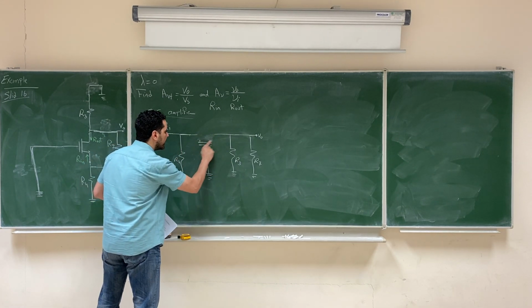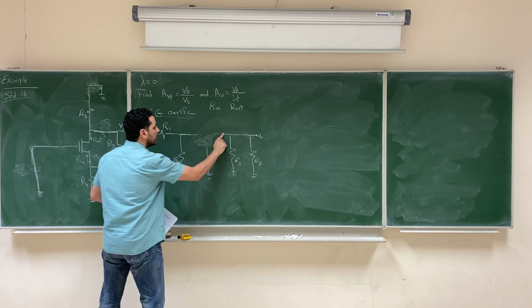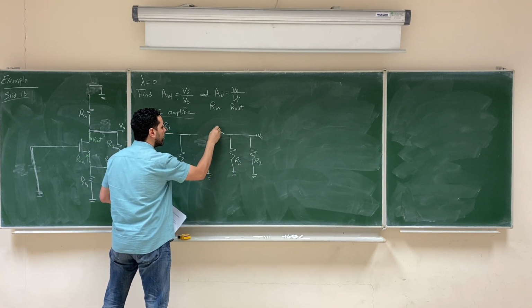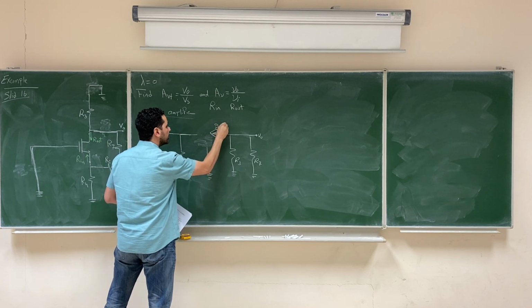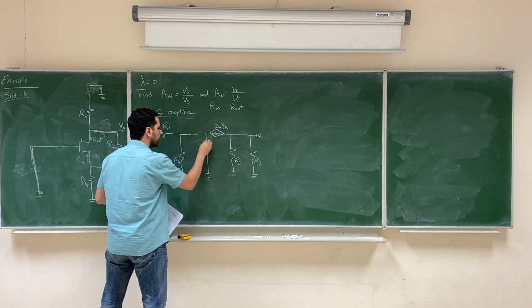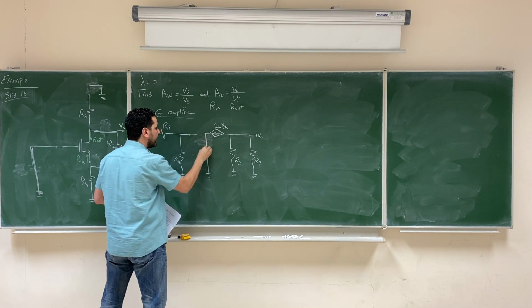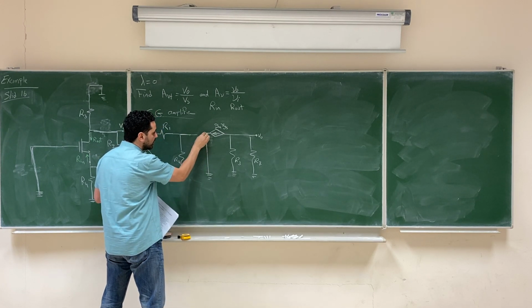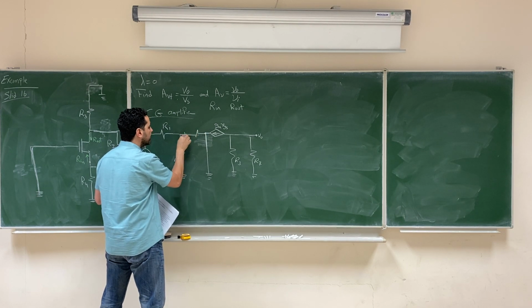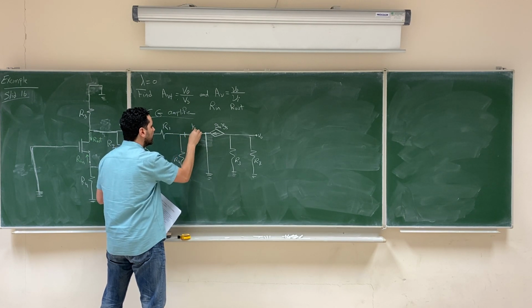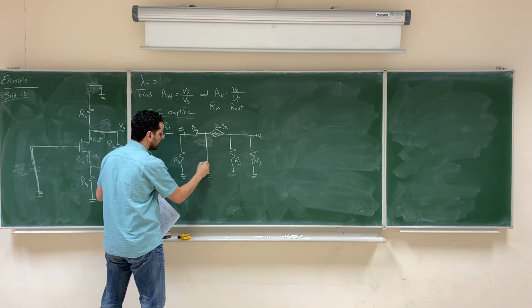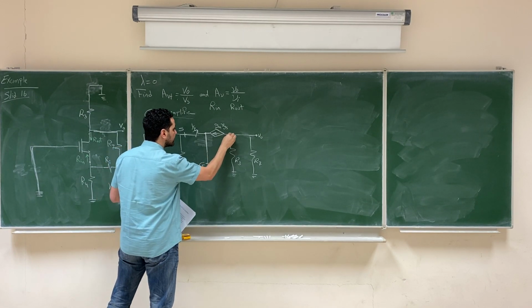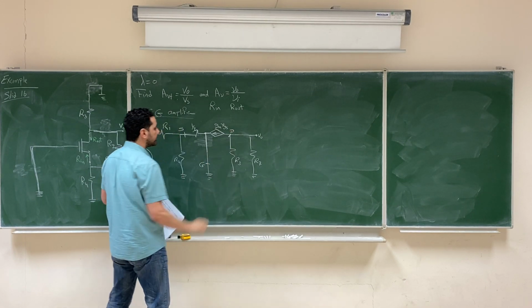So if we replace the T model, we can have here a dependent source, gm VGS, and then we have here a link. This link will connect this point to ground, okay? And then here you have a resistance 1 over gm. This is the source, don't forget this is the gate, and this is the drain.